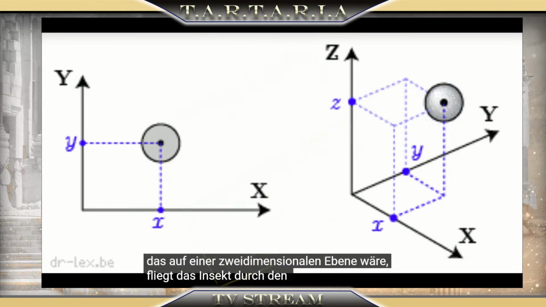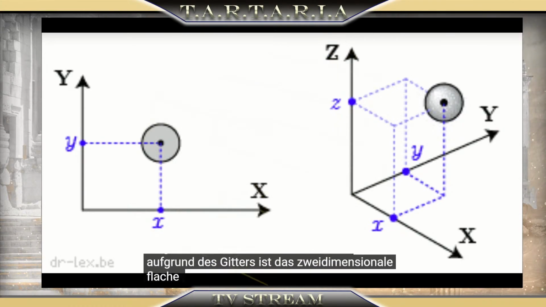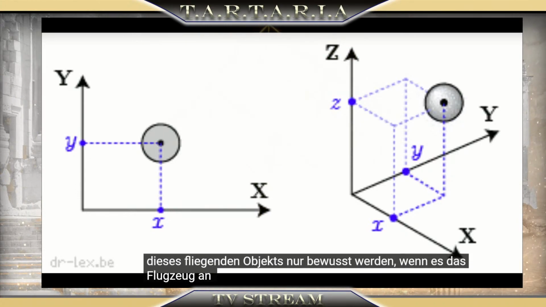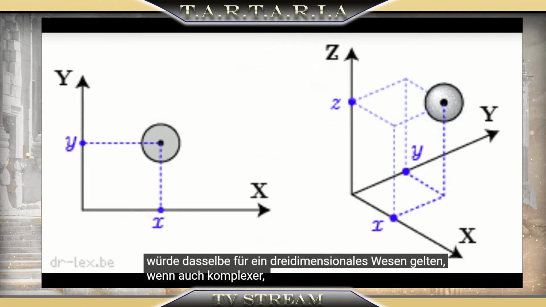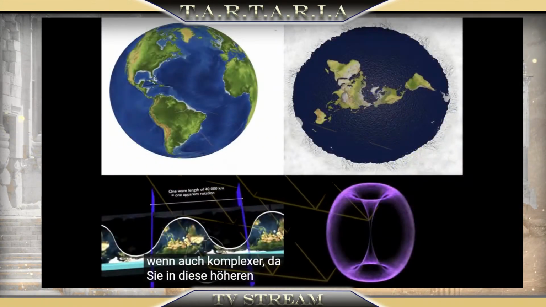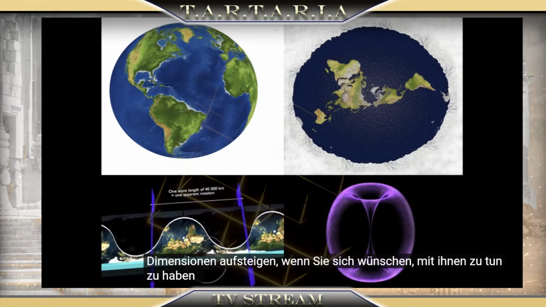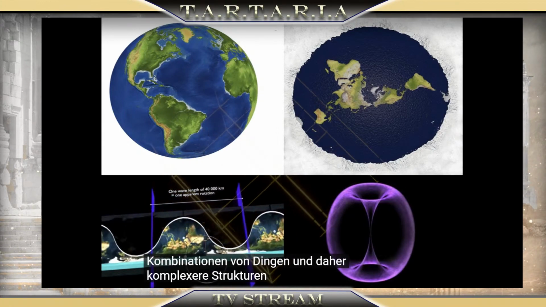The insect is flying around the room, but because the grid, the two-dimensional flat force field awareness, is only 2-dimensional, it would only become aware of that object flying when it hits the plane at any spot. And so the same thing would apply to a 3rd-dimensional being, although more complex, because as you go up in these higher, let's say, dimensions, if you wish, you are dealing with more complex combinations of things, and therefore more complex structures.